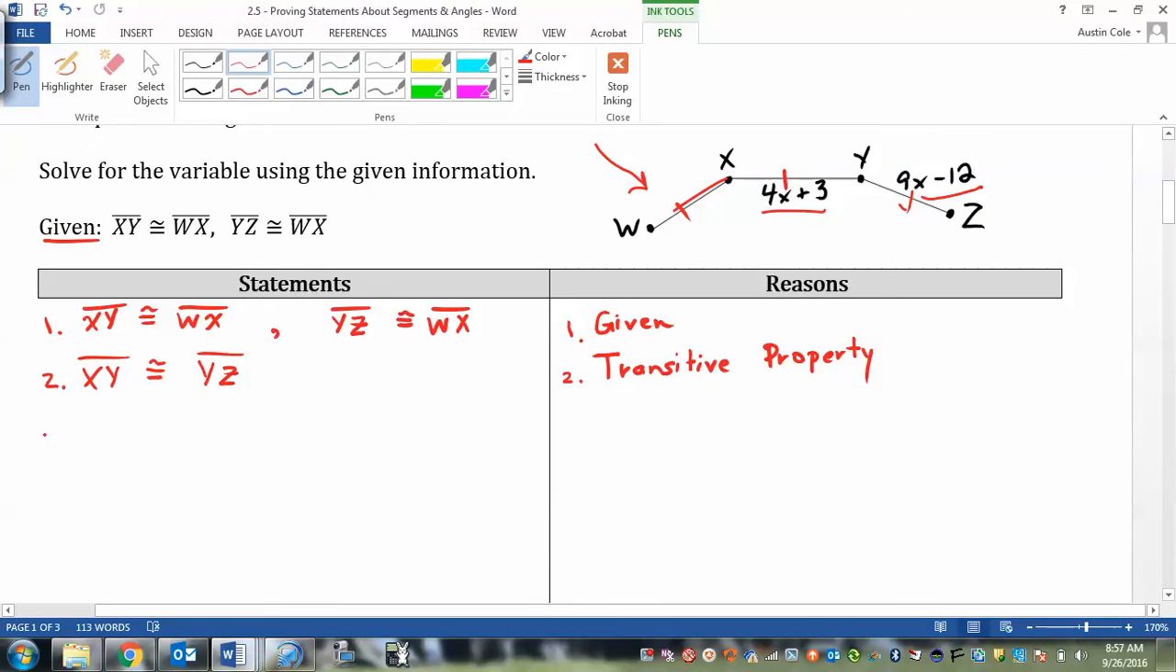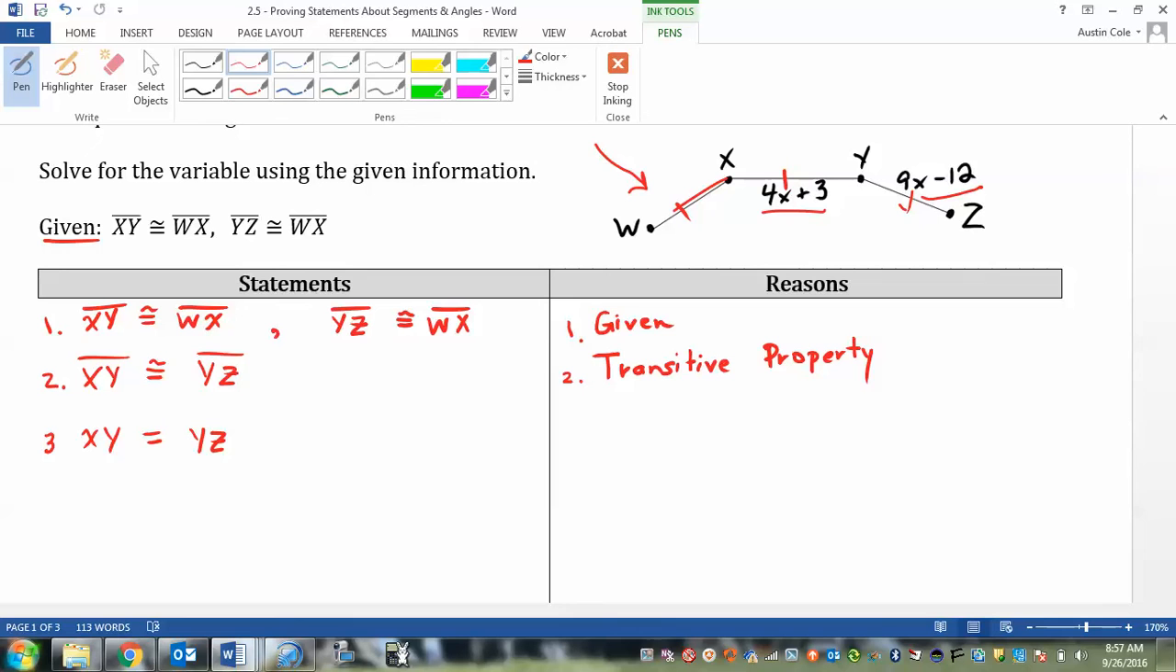Okay, now this next one's completely new. Guys, this may seem silly, we want to make this statement. Now, what have I done there? Jesse, what did I do? Okay, now I'm not talking about segments anymore. Without those, it means the length of. So I'm talking about the length of XY is equal to the length of YZ.